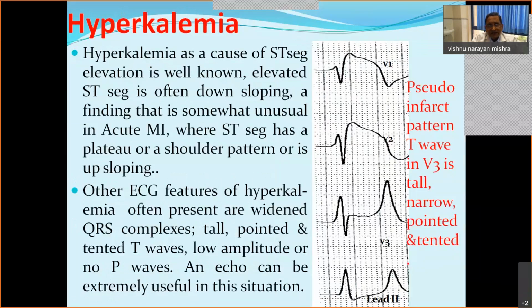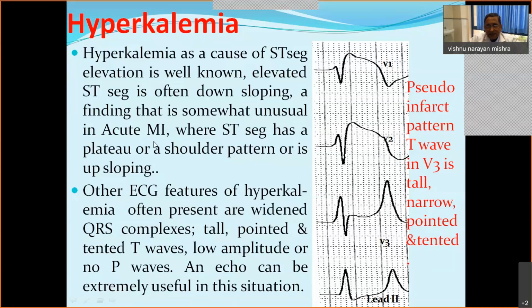Yet another condition which I told you in your mnemonics was electrolyte imbalance, and hyperkalemia is the most important electrolyte imbalance which mimics acute myocardial infarction. Hyperkalemia as a cause of ST elevation is well known. Elevated ST segment is often downsloping. Now this is one of the important features, that this ST elevation, which is just like a camel hump, has a downslope, and this is nothing but hyperkalemic ST elevation.